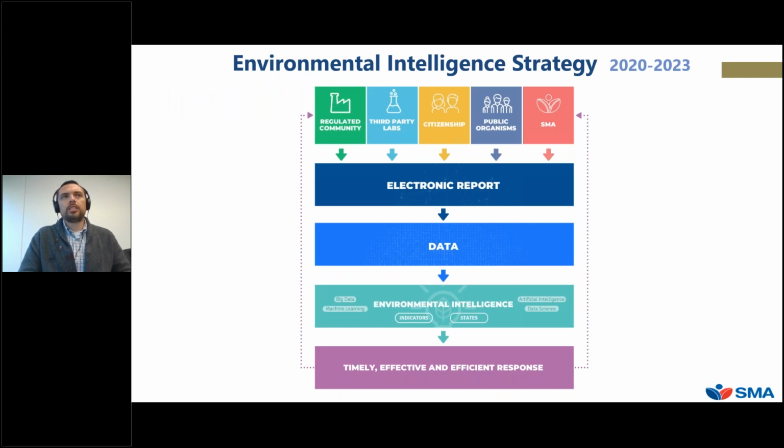This slide summarizes the idea. We are collecting at this moment a lot of data from different sources through our electronic reporting systems, but now we need to process this data using big data, machine learning, artificial intelligence, and data science techniques. For what? To get indicators, to know about the state of the environment, because this is the only way to attain a timely, effective, and efficient response.